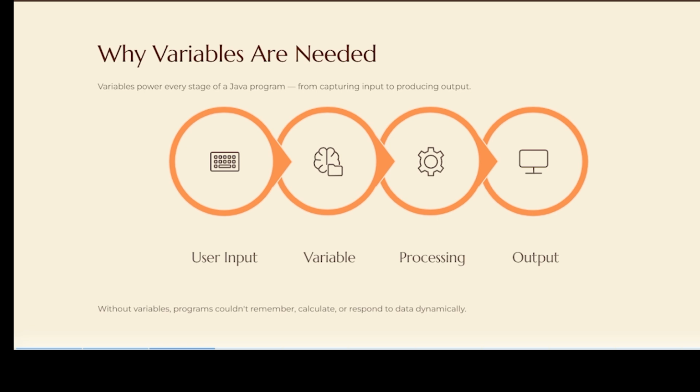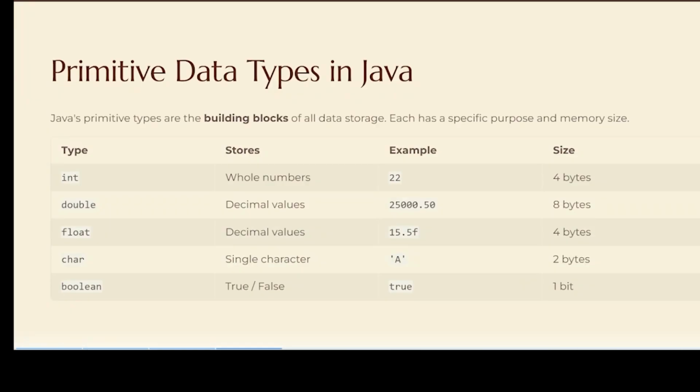Next we are going to see the primitive data types in Java. These are the major primitive types of data in Java. The first one is int, which is an integer, a whole number, such as 22. When declaring an age, we use an integer; we are not supposed to use double or float.